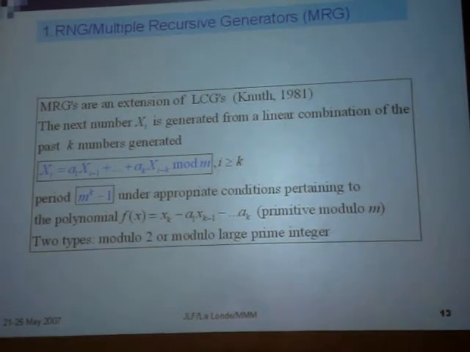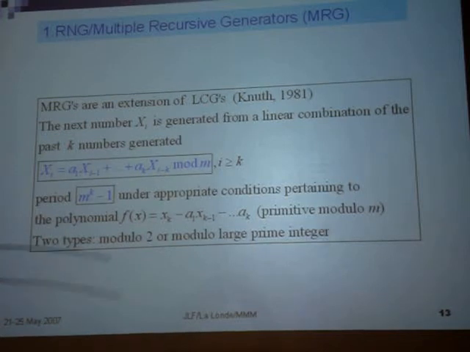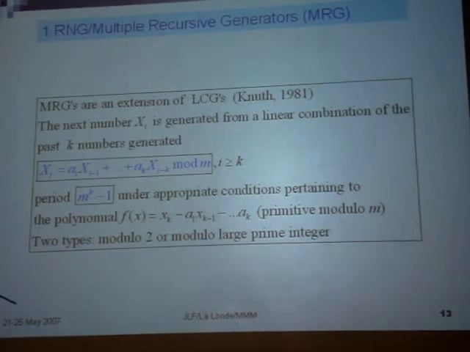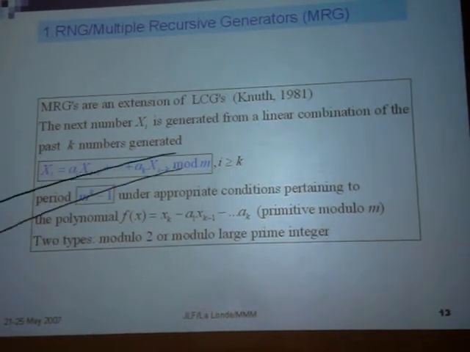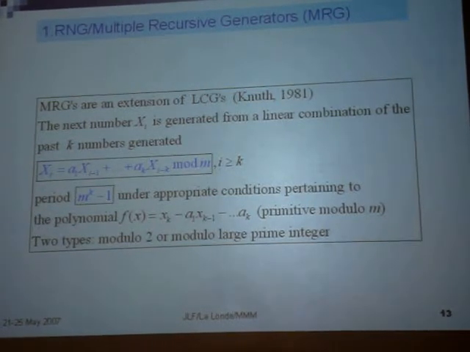So the next step is the same principle, but instead of producing the next number from the previous one, you will produce it from a linear combination of the k previous numbers. So you have a vector space with k elements, and you multiply them by different coefficients, a1 to ak, you add all this, you divide by n, and you take the rest. And if you do that now, you can increase a lot your period, because your period now, under appropriate conditions on the polynomial, which I will not enter into, could be as large as n to the power k minus 1. And such generators are either modulo 2 or modulo a large prime. I will restrict myself to the large prime number.